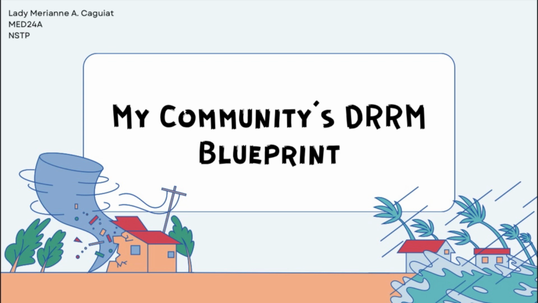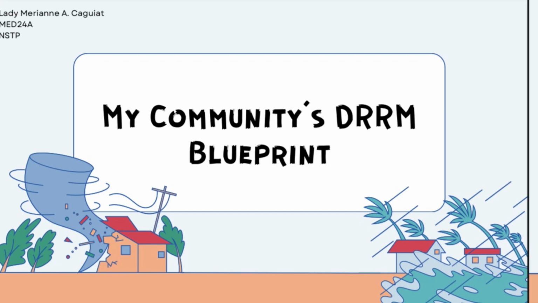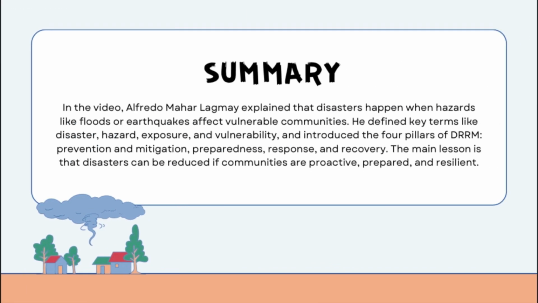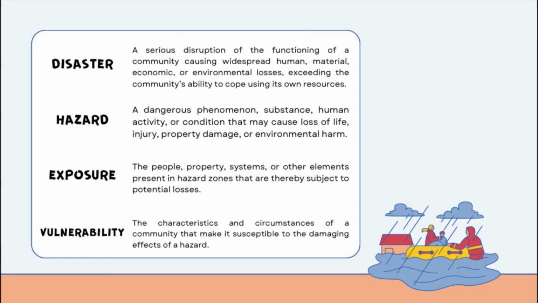Today, I will be presenting my community's DRRM Blueprint, NSTP 2 Activity, Understanding and Applying Disaster Risk Reduction and Management, or DRRM. From the video, I learned important concepts about disasters. Disaster is a serious disruption in the community that exceeds its capacity to cope. Hazard refers to potential damaging events like floods, earthquakes, or typhoons. Exposure is the people, properties, and systems that may be affected. And lastly, vulnerability is how susceptible these exposed elements are to harm.